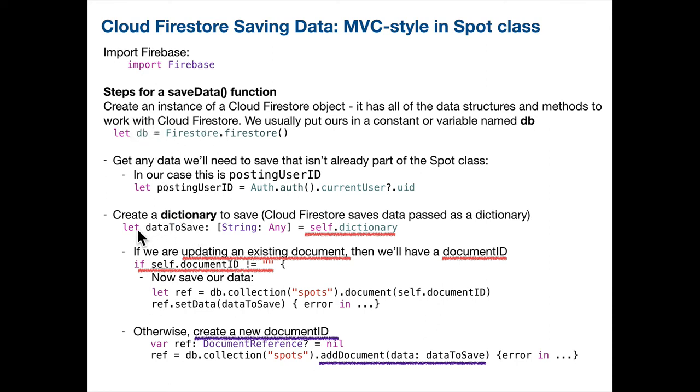Now, remember, when we want to create data to save, it's got to be a dictionary, but if we just call self.dictionary, boom, we've got it inside of our Spot. It'll grab all of our spot data and turn it into a dictionary. Then what we're going to do is check one of two things.